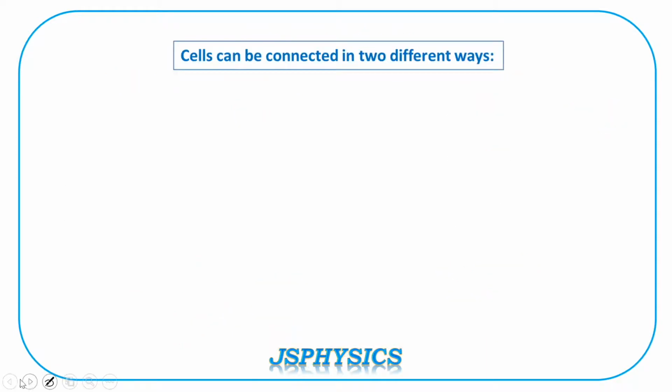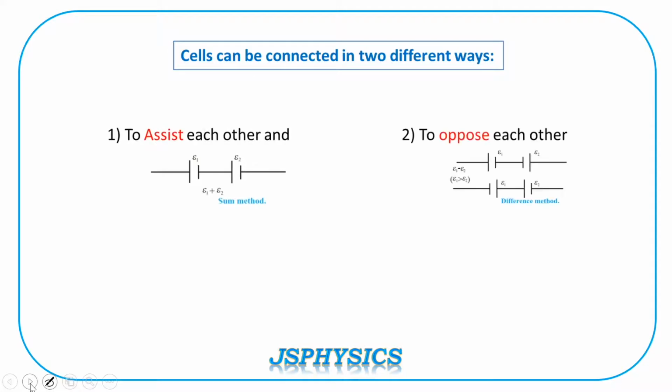Cells can be connected in two different ways. They can be connected in assisting mode. That means if negative of one cell is connected to the positive of the other cell, then the total EMF supplied by this cell combination will be E1 plus E2.